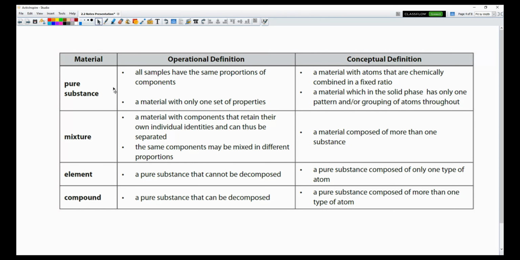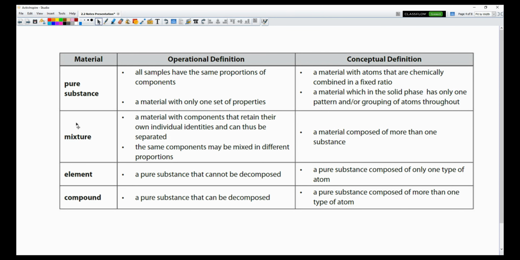All right, so for pure substances, all samples have the same proportions of components, a material with only one set of properties. Okay, so that's going to be a material with atoms that are chemically combined in a fixed ratio. So that's like sugar. And a material which in the solid phase has only one pattern or grouping of atoms throughout. Okay, so solid phase, that could be like a sugar cube or a clump of sugar or actually a big crystal of sugar.